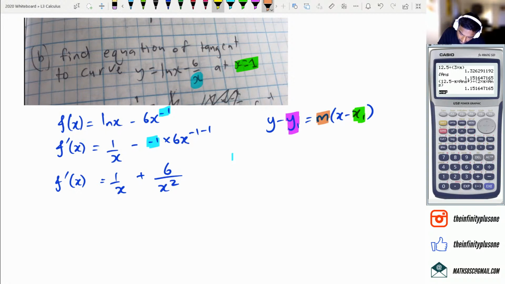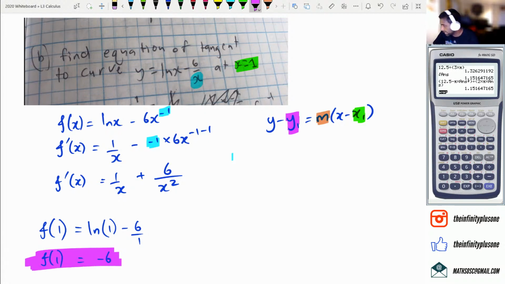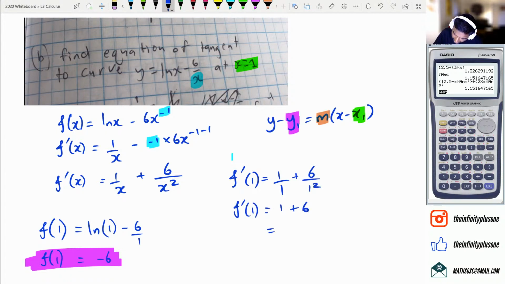So what we're going to do is calculate f of 1 first. f of 1 is ln of 1 minus 6 over 1, and ln of 1 is 0, so we're going to get -6. Now this right here happens to be the y value, which is -6. Yes, of course you can use calculators. Next thing is finding f dash of 1, which is 1 over 1 plus 6 over 1 squared. So f dash of 1 is equal to 1 plus 6, which ends up being 7. And that is the gradient here.